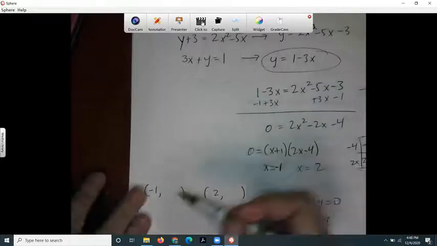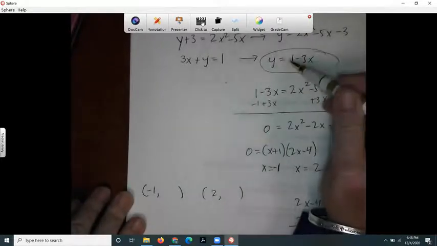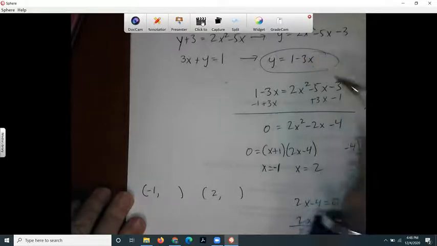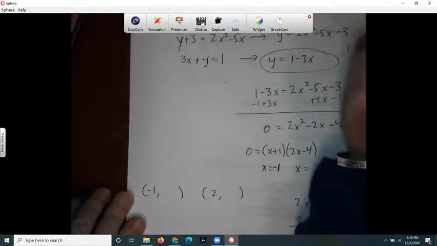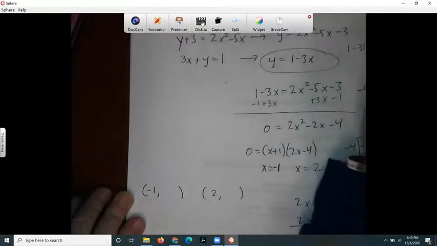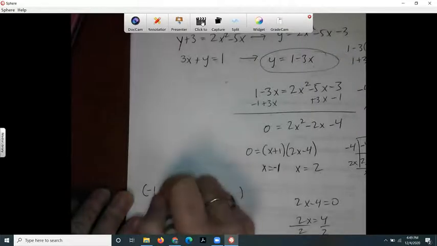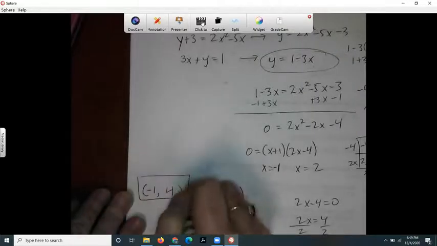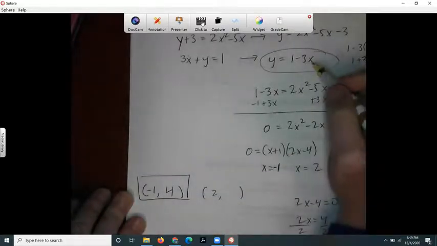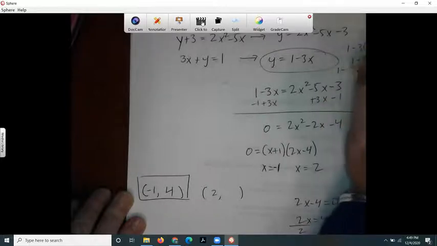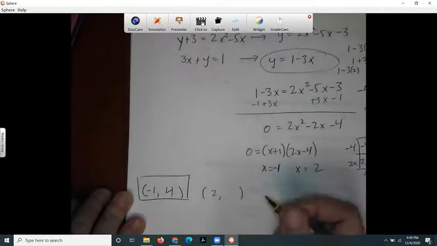So when x is -1, I've got 1 minus 3 times -1. So that's 1 plus 3. I get 4, I think. So that's one of my answers. And then plug a 2 in. I've got 1 minus 3 times 2. 3 times 2 is 6. So 1 minus 6 is -5.